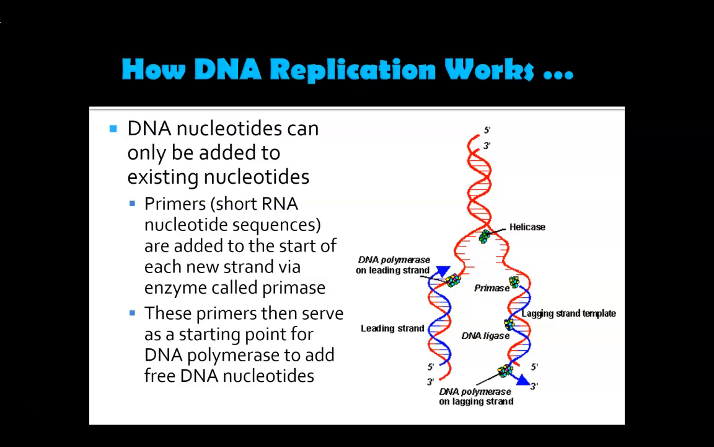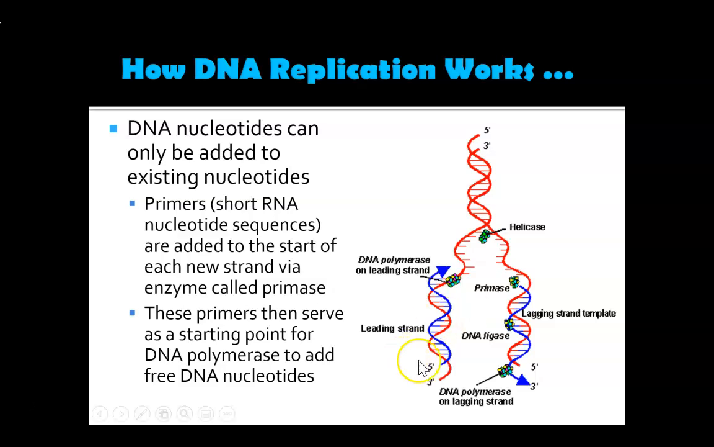Well, they need yet another enzyme. And so that enzyme is called primase, and that's what you see right here. So that enzyme's job is to start adding RNA nucleotides together first. And the interesting thing is, for whatever reason, RNA nucleotides can start from nothing. They just need help from an enzyme to do it.